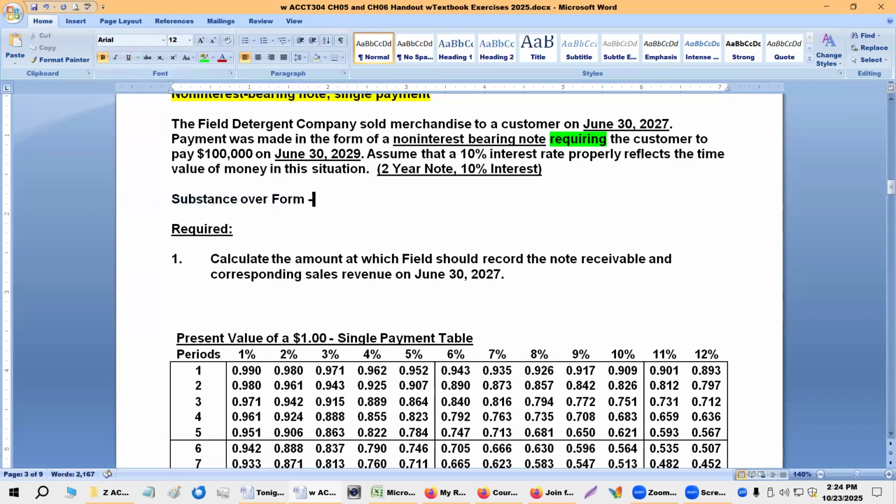And substance over form is, regardless of the form, what actually was the transaction? And this is going to come up again in the next problem. So substance over form. This is a very important thing that we do in accounting.